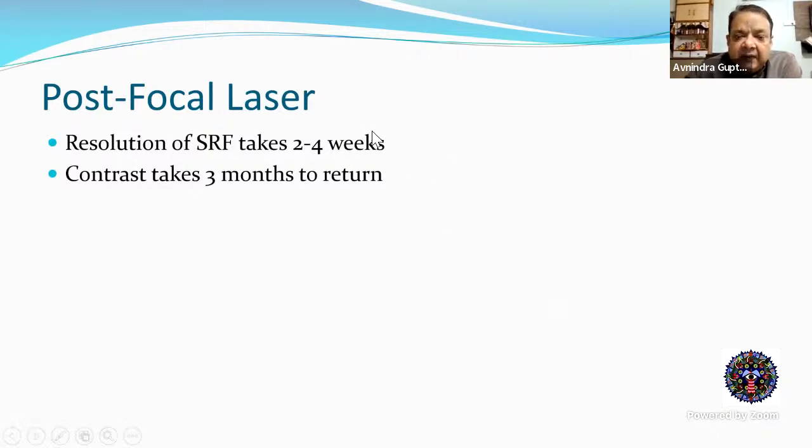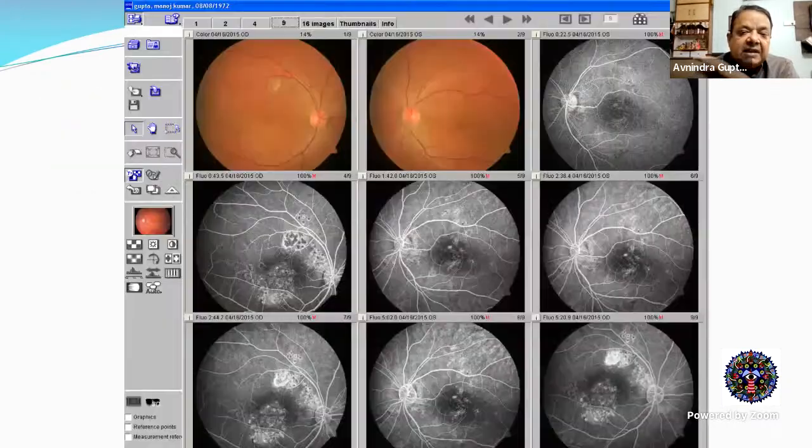Even once the SRF disappears, it takes 3 months for the contrast sensitivity to return. The patient will come and tell, I can see red light better from this eye, but in the affected eye the red light is dull. So you have to explain to the patient that contrast sensitivity after resolution of subretinal fluid takes at least 3 months after focal laser or resolution of fluid.